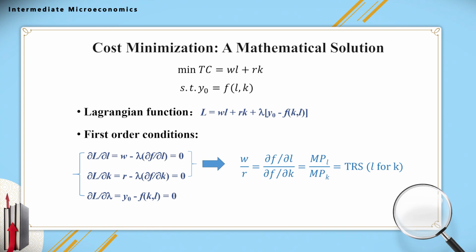A bit of transformation of this formula helps us understand its economic meaning. The left side of this equation represents the marginal product per unit of money spent on capital, and the right side of the equation represents the marginal product per unit of money spent on labor. It shows that in order to minimize cost, the marginal product generated by the last unit of money spent on all factors should be equal.